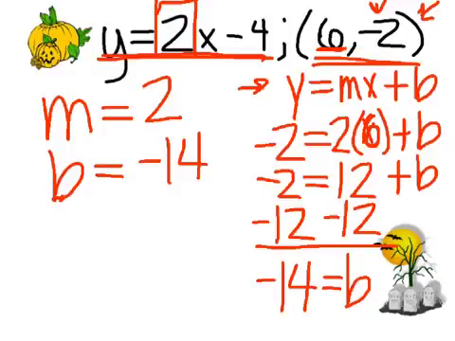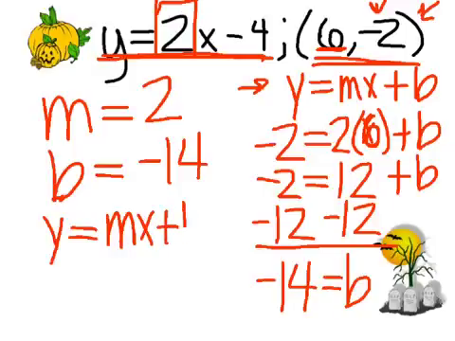To find the equation of the line that we're looking for, we plug our slope and our y-intercept into y equals mx plus b.